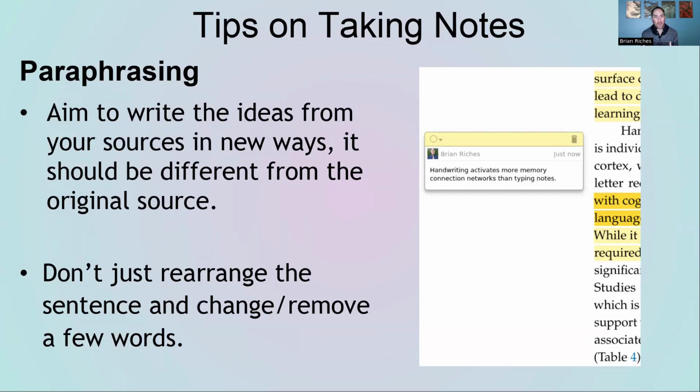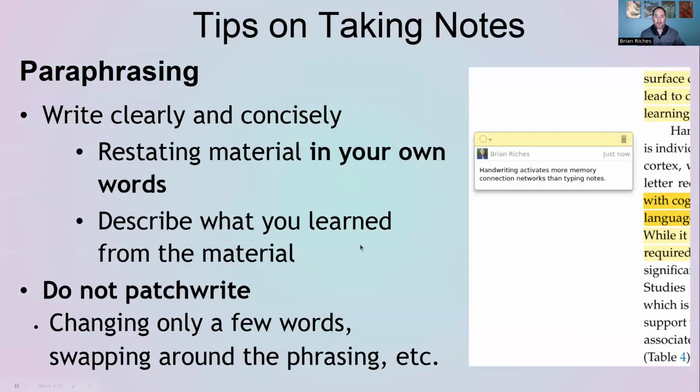I want you to be thinking about the things you're reading, whether it's in a chapter, but especially a research article, and then explaining it the best that you can. That's part of this critical thinking that we're building and testing out. So when you're paraphrasing, write clearly and concisely, restate it in your own words, describe what you learned from the material. You just read this paragraph, this sentence, this whole page or a whole section of a paper. What did you take away? If it's a whole section of a paper, maybe there's two or three or four main points that you took away from your reading.